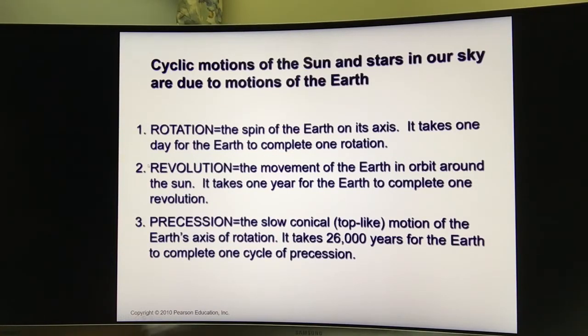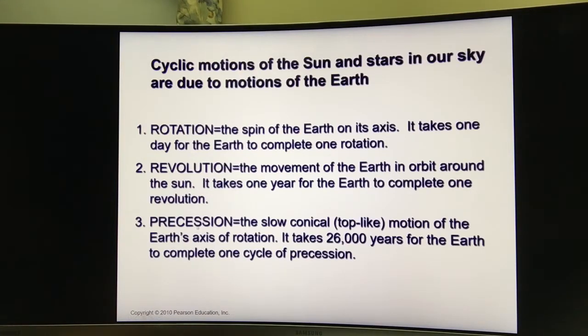The second type of motion is called revolution, which is the motion of the earth in orbit around the sun. So when the earth is moving around the sun, that kind of movement we call revolution. It takes 1 year for the earth to complete one revolution. That's how we define a year.